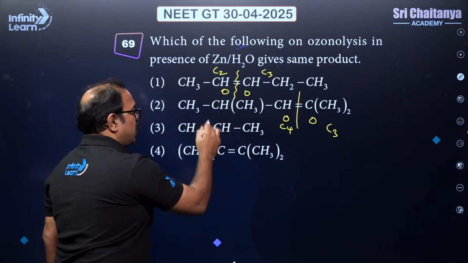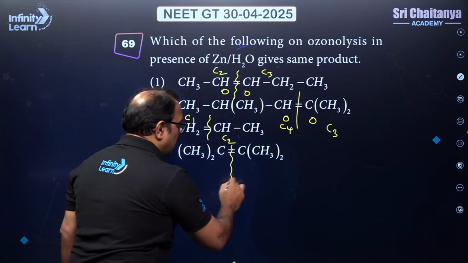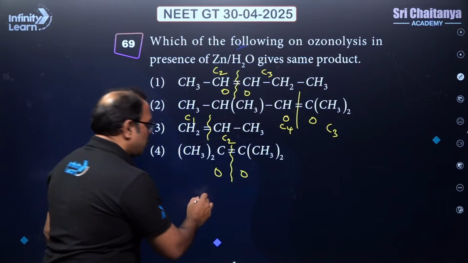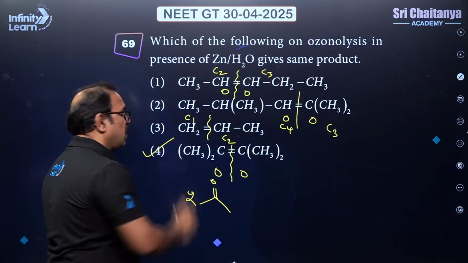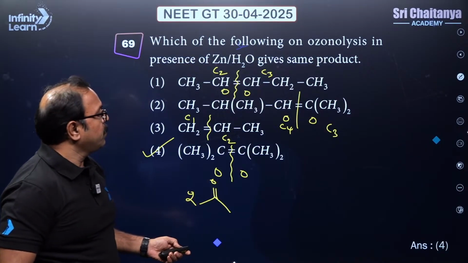It is also asymmetrical in this case, this is C2 and this is C1, and in this particular case ozonolysis breaks the bond and adds oxygen. Here you see in both cases you will get acetone, which is the same product. So the correct answer in this case is the fourth one. Okay. Next.